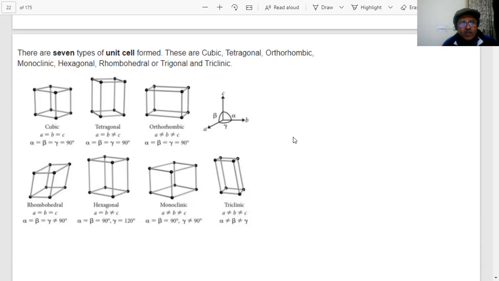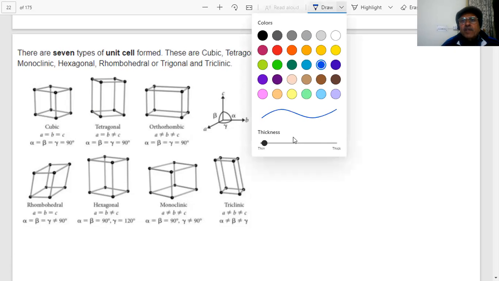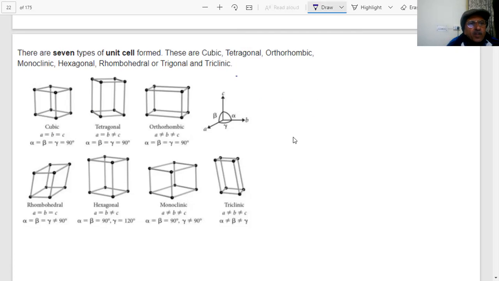On the screen, students, we have these 7 unit cells. It's very important that we understand what I have tried to show here. You see the first one on the screen. This one is cubic, student.